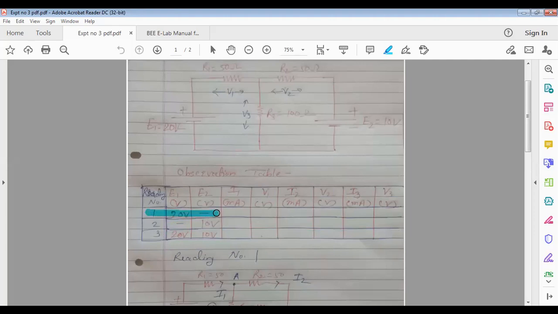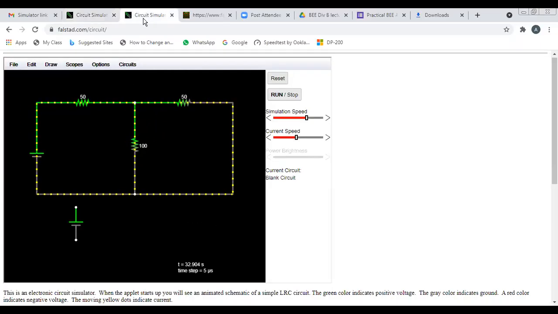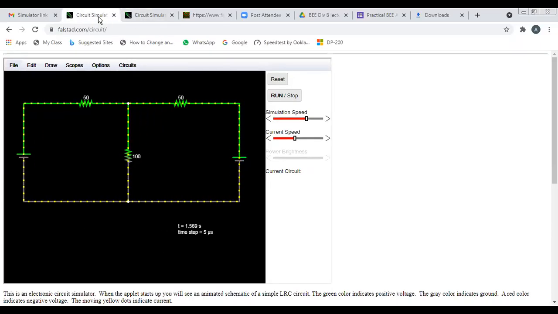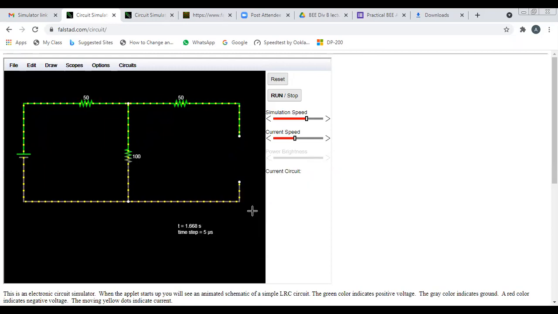The first reading is only with E1, 20 volt. Correct. So can you design the circuit only with E1? Yes or no? See what you have to do on the screen. This is E2. Select it, right click it and say cut. Remove it from the circuit.